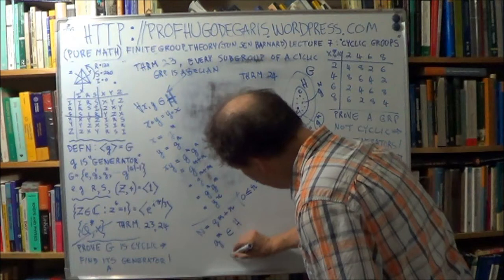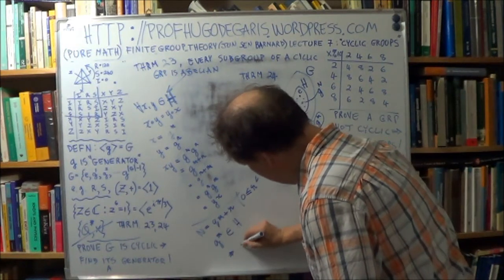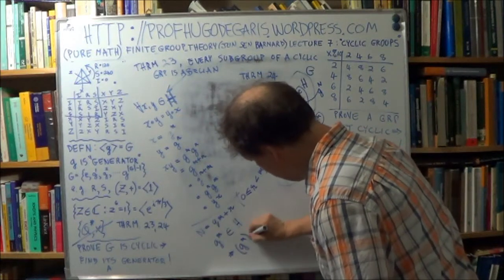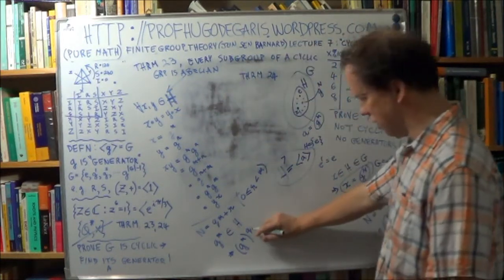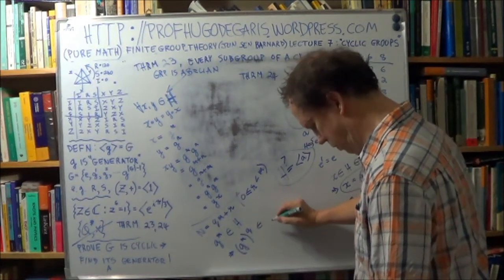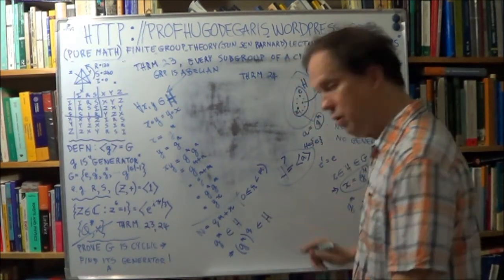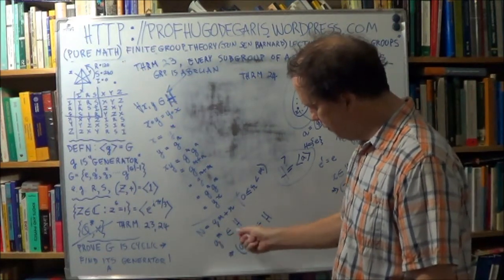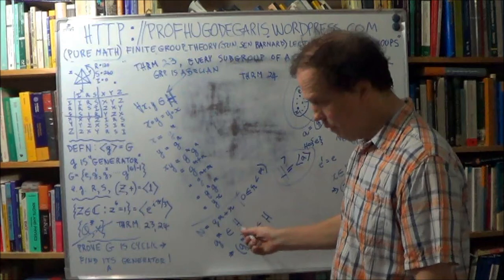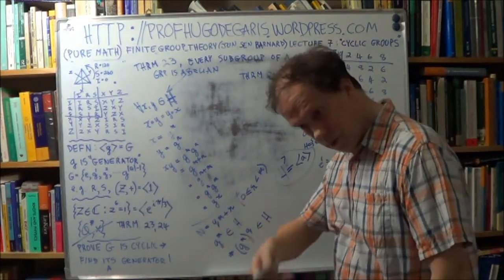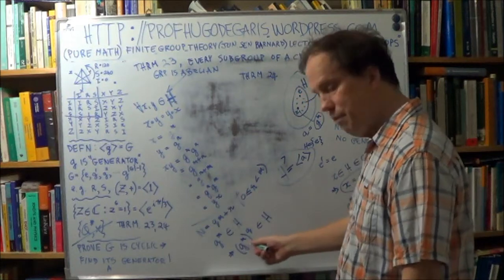And that implies that g^m raised to the qth power, where q is an integer, also belongs to H. Can you see why that is? This is just a member of this subgroup, so any power of it also belongs to the subgroup, right?